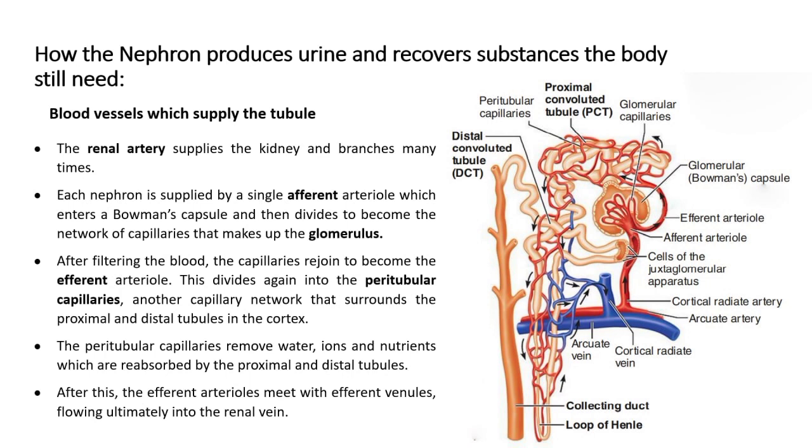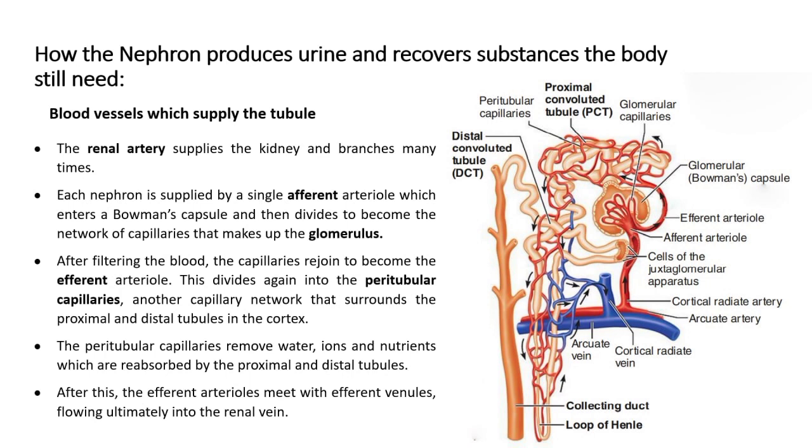After filtering the blood, the capillaries rejoin to become the efferent arteriole. This divides again into the peritubular capillaries, another capillary network that surrounds the proximal and distal tubules in the cortex. The peritubular capillaries remove water, ions, and nutrients which are reabsorbed by the proximal and distal tubules. After this, the efferent arterioles meet with venules, flowing ultimately into the renal vein.